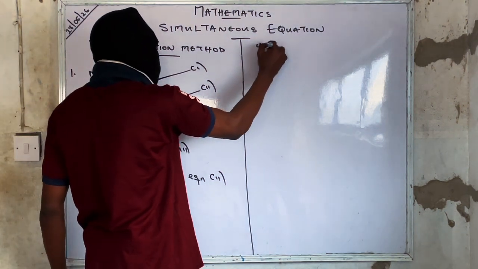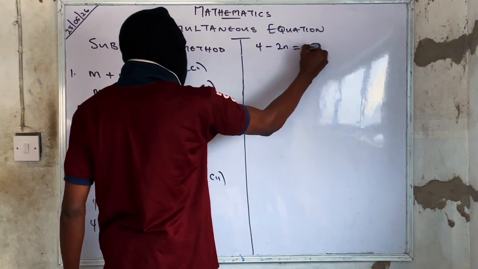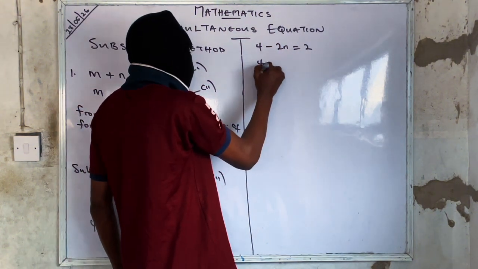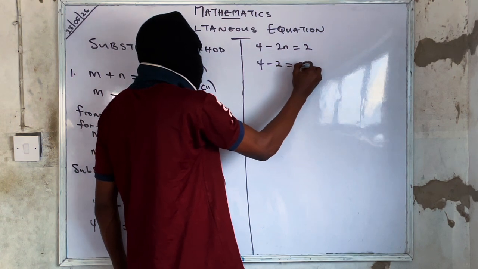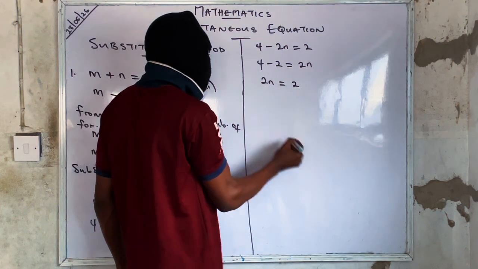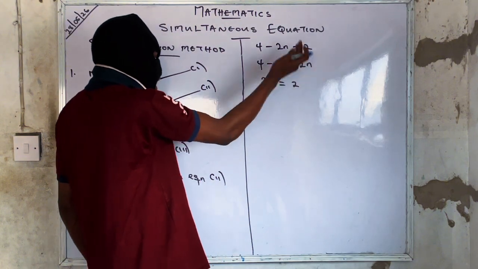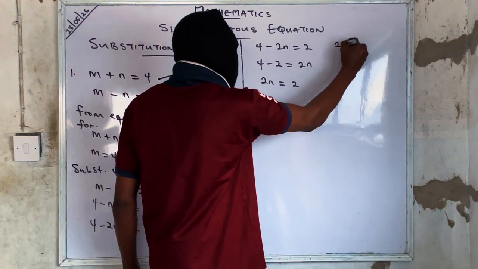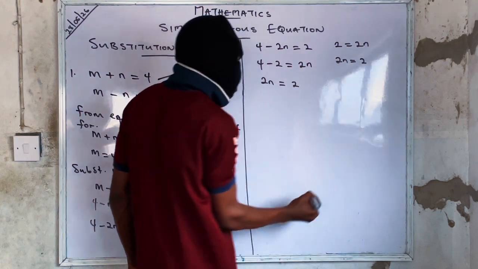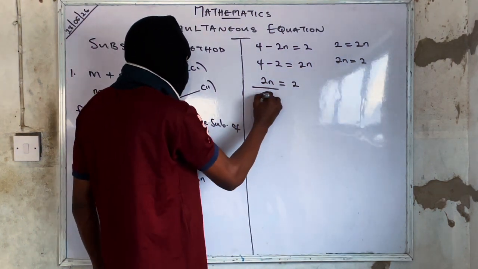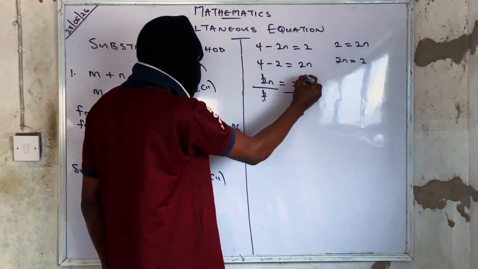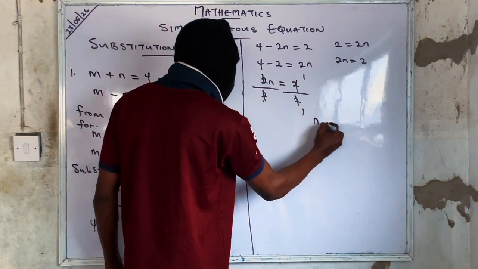Since you have 4 minus 2n equals 2, you are going to collect like terms. So 4 minus 2 equals 2n. Then you have 2 equals 2n. It's still the same thing as saying 2n equals 2. Then divide by 2. These two cancel, 2 into 2 is 1. Then n equals 1.